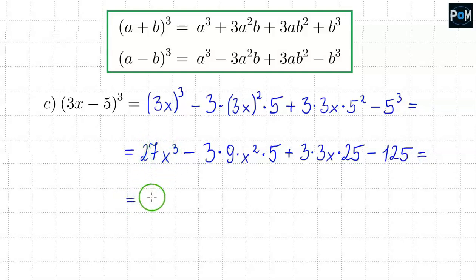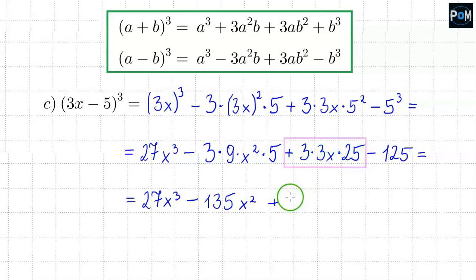Here we won't do any multiplication, we just copy it over. Multiplication goes here. 3 times 9 is 27, and then times 5 gives us 135x squared. Here, 3 is multiplied by 3, which is 9, and then by 25, which equals 225x, minus 125. Here we have the end of example C.